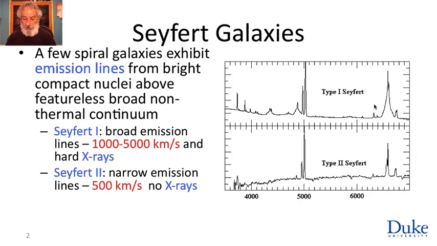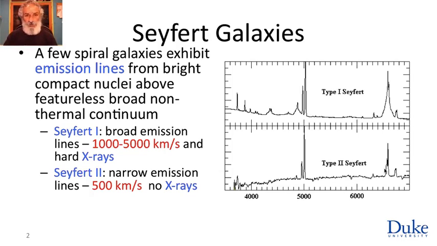In contrast, type 2 Seyferts have narrower, still broadened emission lines above a similar continuum and no X-rays. The radial velocities associated to type 2 Seyferts are about an order of magnitude less, a few hundred kilometers per second. So these are galaxies where something near the center of the galaxy is emitting some kind of strange radiation.